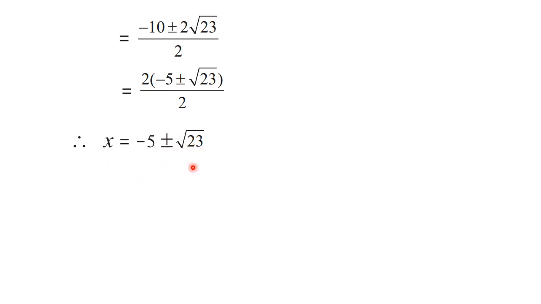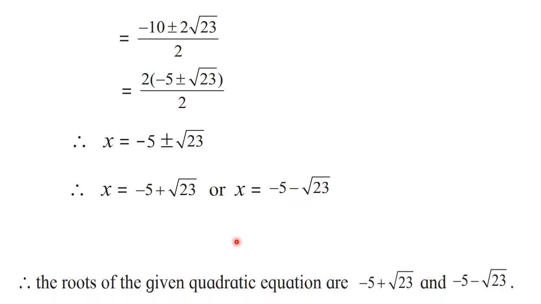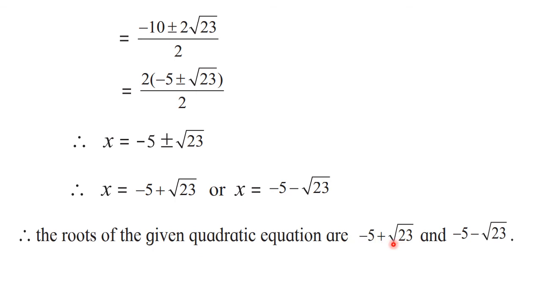These are the two values of x, and then finally you are going to separate them. That is, x is equal to minus 5 plus root 23, or x is equal to minus 5 minus root 23. And then finally write down the answer as a statement that the roots of the given quadratic equation are minus 5 plus root 23 and minus 5 minus root 23. Okay. So in this way you are going to solve it.